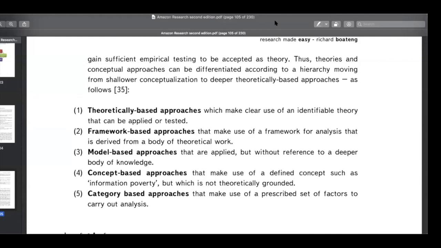Sometimes the names have to do with the growth the thing has gone through. Either the author kept the name the same, or the author moved it from one name to another name, or the thing is called a model because it does not have all the dimensions of a theory.